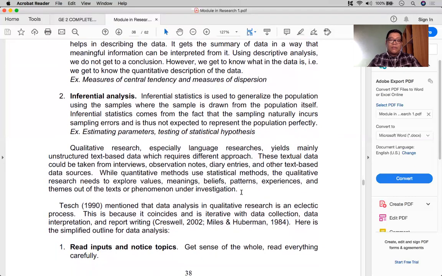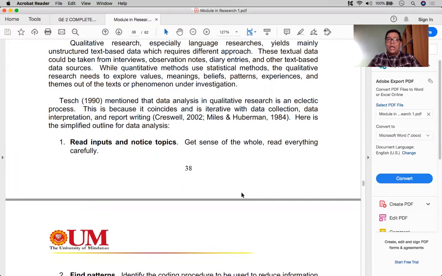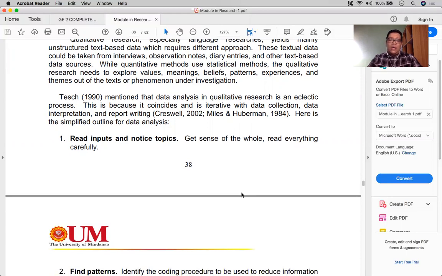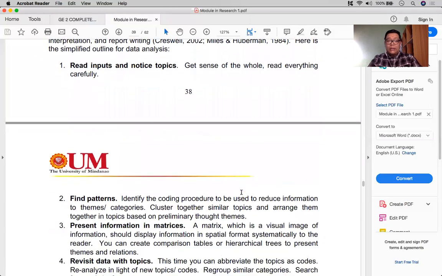Here is the simplified outline for data analysis. This is in the context of qualitative research. First one, you need to read inputs and notice topics. Get a sense of the whole, read everything carefully. If you have interview responses as your data, then you have to reread the transcript so that you will really get the emotions or the patterns of beliefs present in the text.